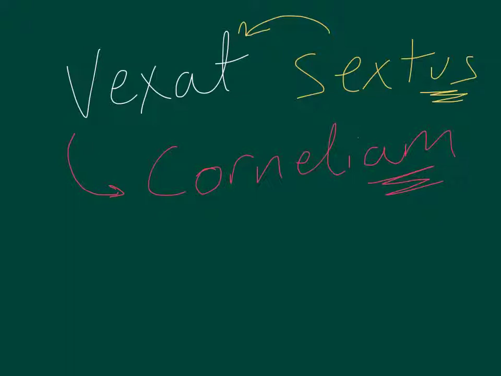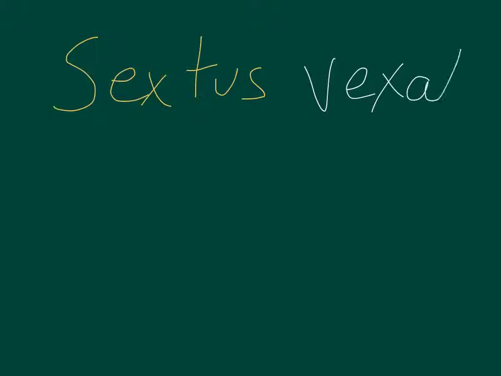Again, let's say we did want to change the meaning of the sentence to Cornelia annoys Sextus. We can do that quite easily. As a matter of fact, we don't need to worry about word order. We just need to worry about changing the endings. So let's go back to what we originally had. Sextus Vexat Corneliam. So here's our sentence, Sextus is annoying Cornelia.